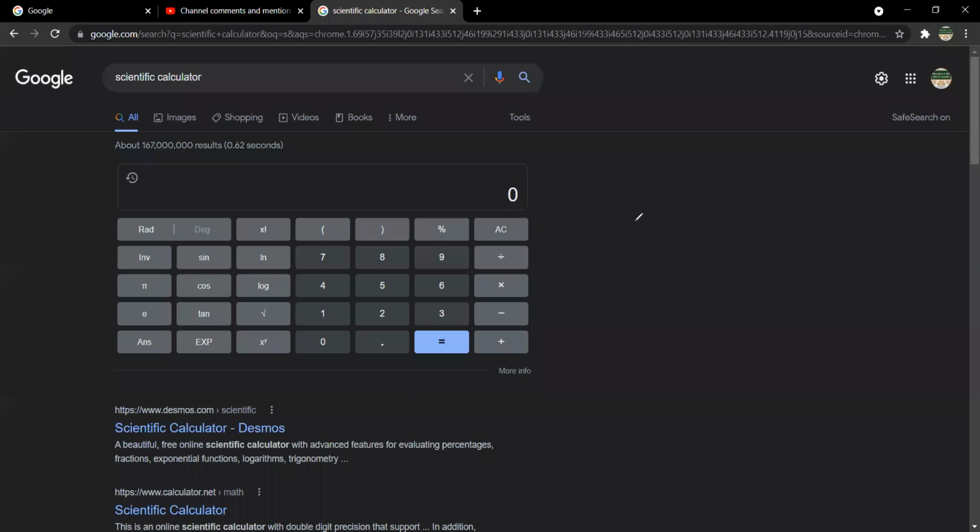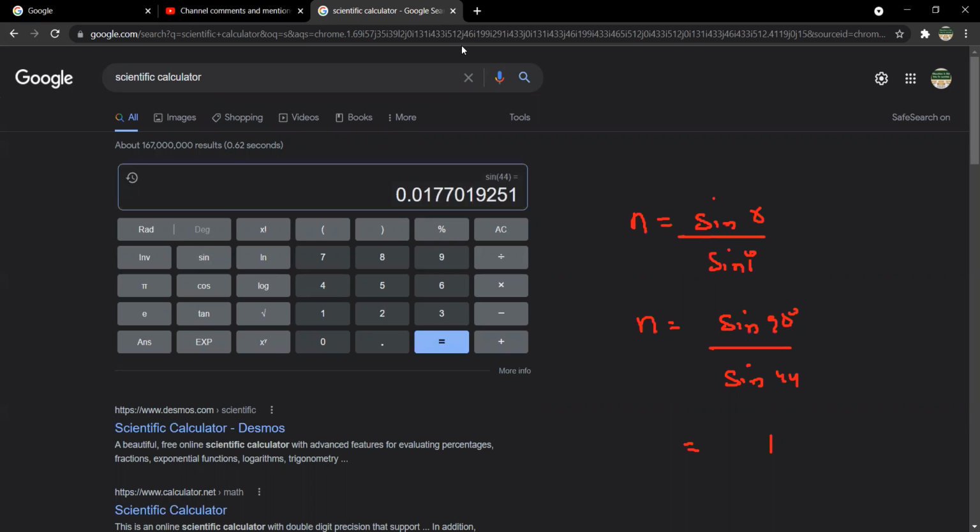So we can use this figure, the refractive index is equal to sine R divided by sine I. The refractive index we don't know, sine 90 divided by sine 44. So what is sine 90? Sine 90 is 1, and then sine 44, that is 0.0, but it should be in degrees. I have to convert. Always remember, you will substitute the angle in degrees.